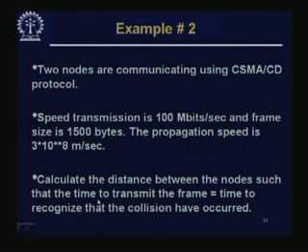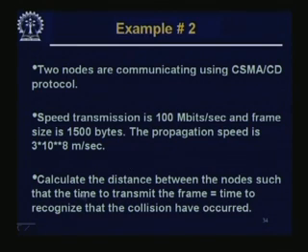Let us see another example. This is calculating something else, but very closely related. Two nodes are communicating using CSMA CD protocol. Speed of transmission is 100 megabits per second, so this is a fast Ethernet, and frame size is 1500 bytes. The propagation speed is 3 into 10 to the power 8 meters per second, so that is the speed of light.